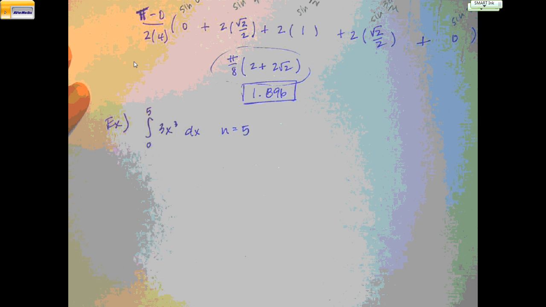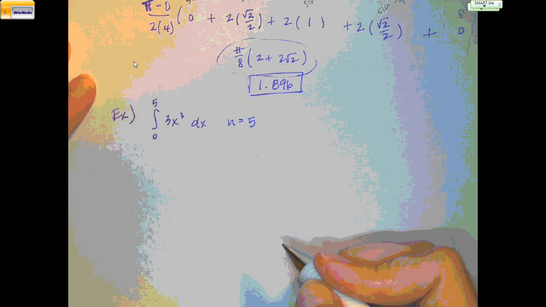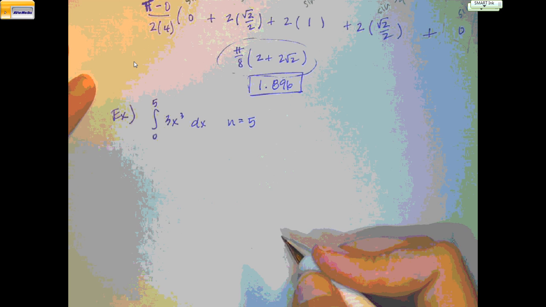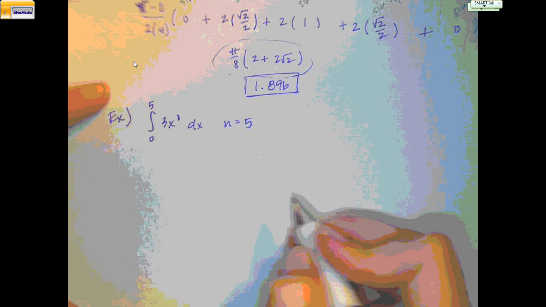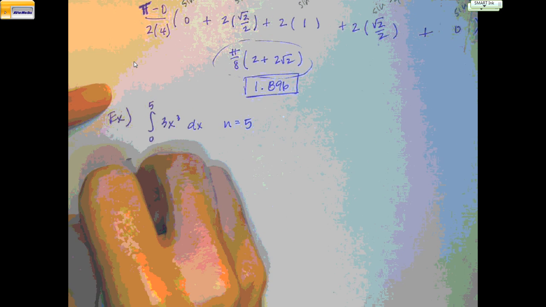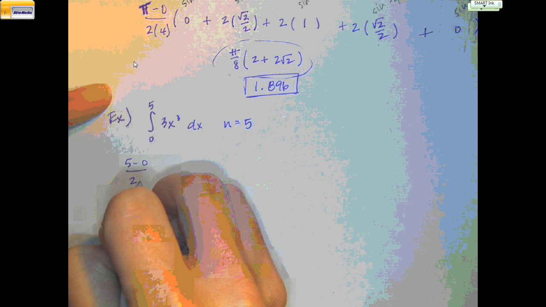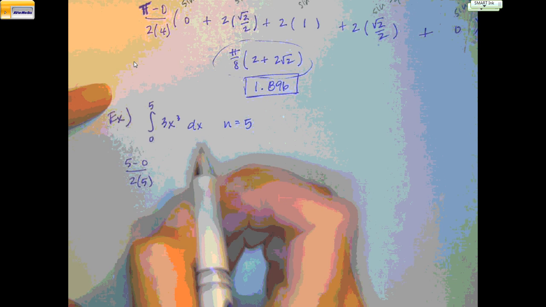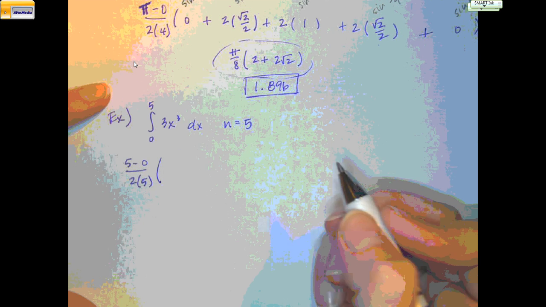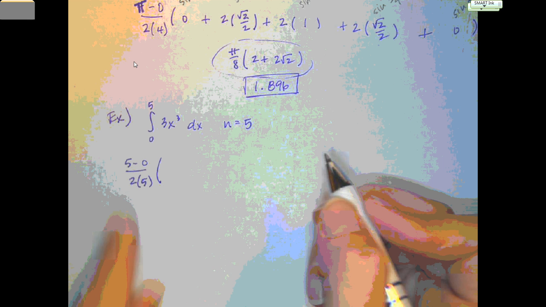I'm going to keep talking out loud for those of you that need it. Try to work it without me. Your first step is b minus a, so top minus bottom, so 5 minus 0, over 2 times n, and they tell us n is 5, times the function at the first value, which is going to be 0.